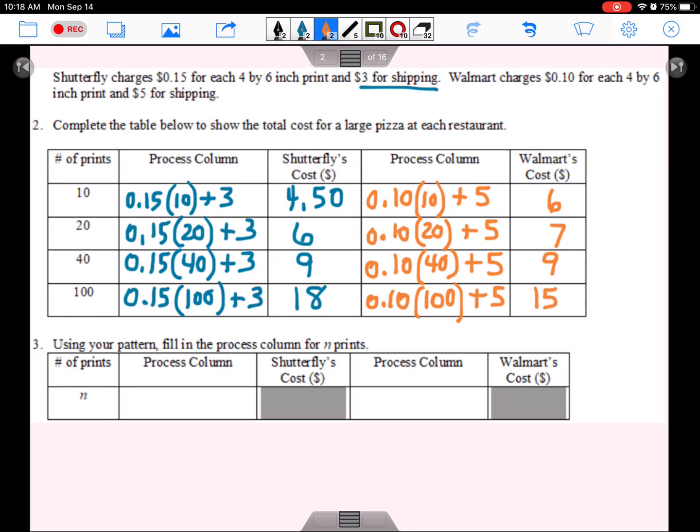We can write expressions for these using n instead of those numbers that we're substituting in. If we put an n there, now we'd have 15 cents times n plus 3. For Walmart, we'd have 10 cents times n plus 5. So those are the expressions for those functions.